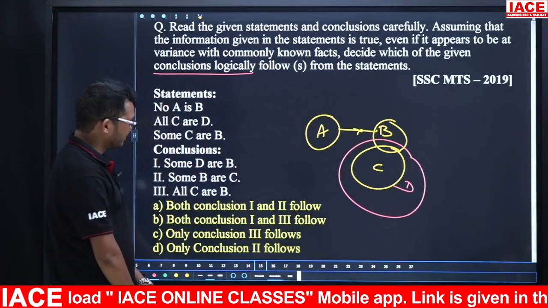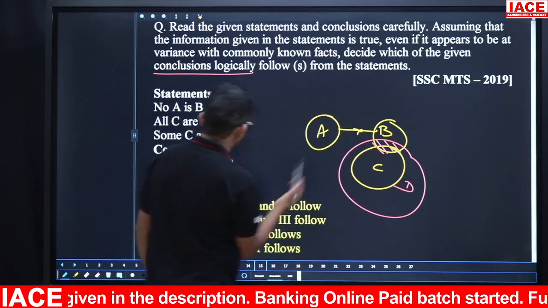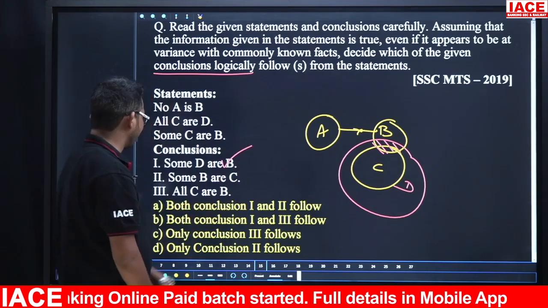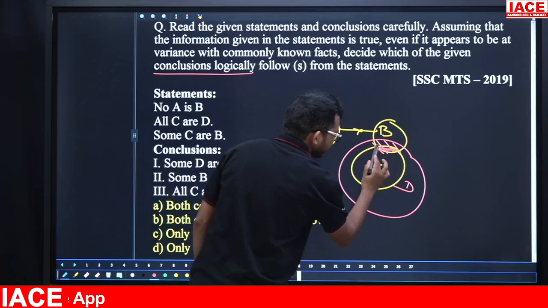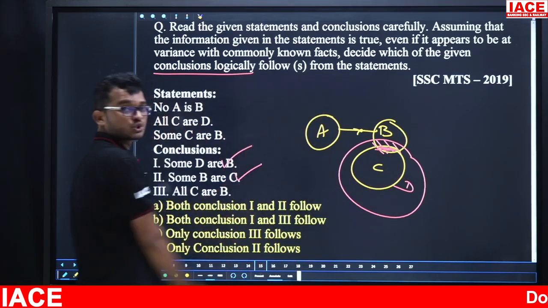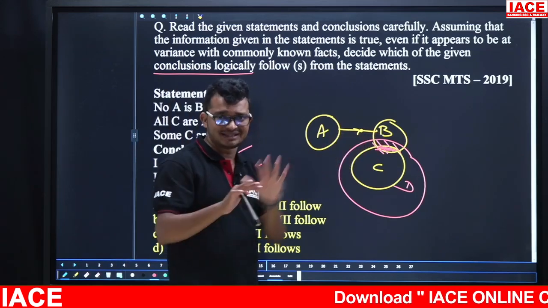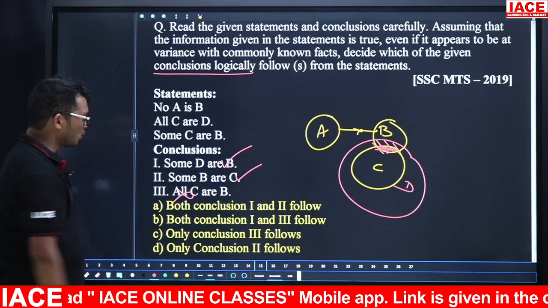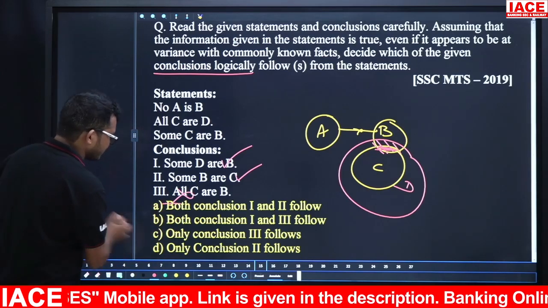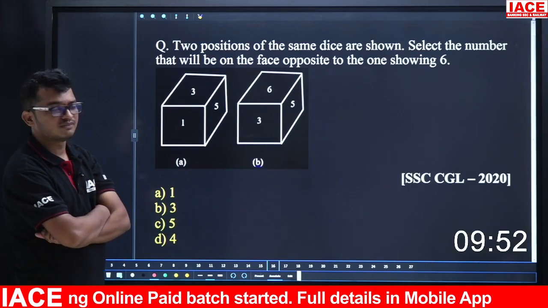Take the first conclusion: some D are B. Friends, here some part of D is a B. Yes, the first conclusion is true. Second one, some B are C. Some part of B is mixed with C. Some B are C. The second one is true. Third one, all C are B. Between C and B, we know only some. All means we can't say. That means the answer is only 1 and 2 follow. So the answer is option A. Take next question. Your time starts now.